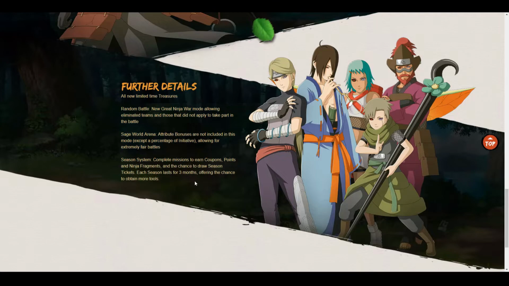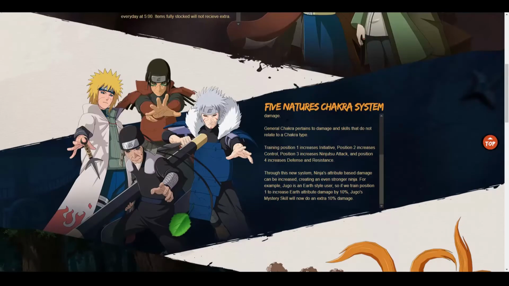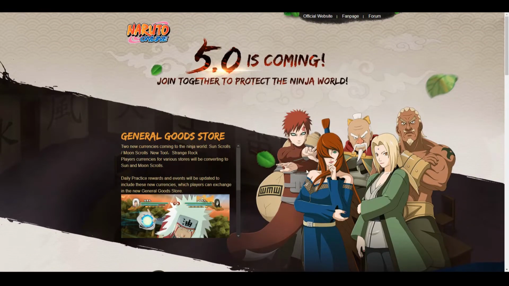Then you have the season system. Complete missions, earn coupon points and ninja fragments, and the chance to draw season tickets. Each season lasts for 3 months, offering the chance to obtain more tools. All of these are very interesting. Unfortunately, I do not know any more information than I've already said and what we've read here.